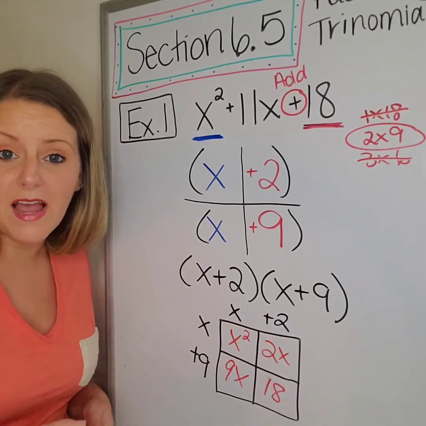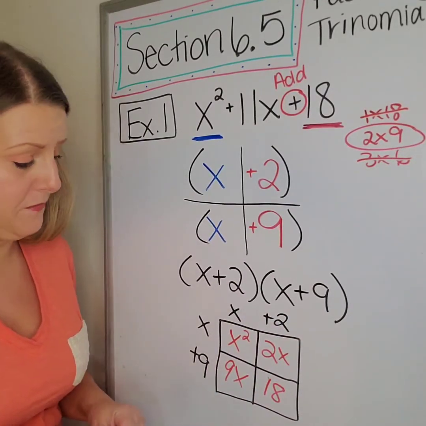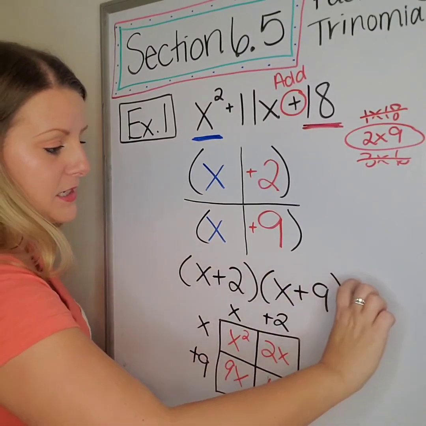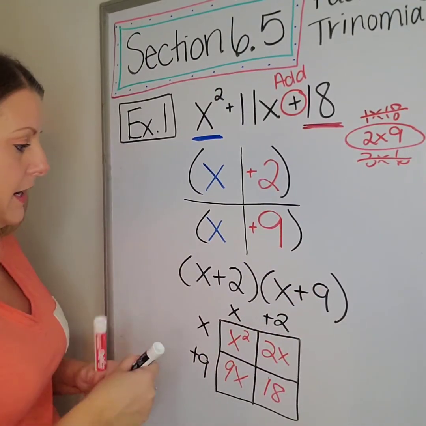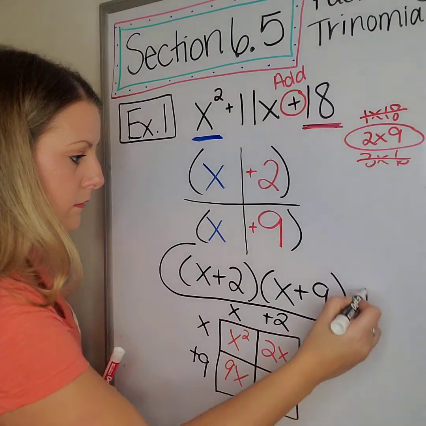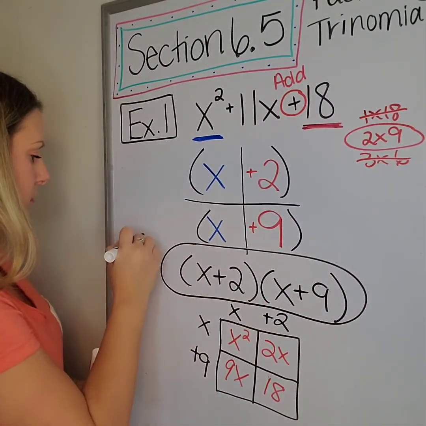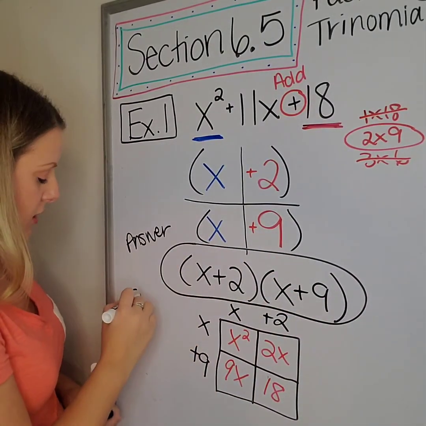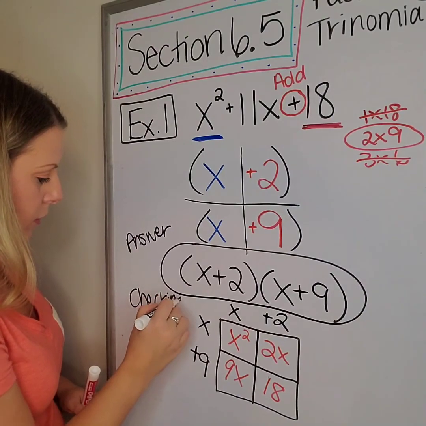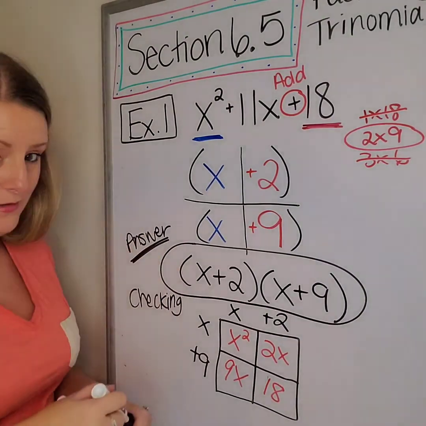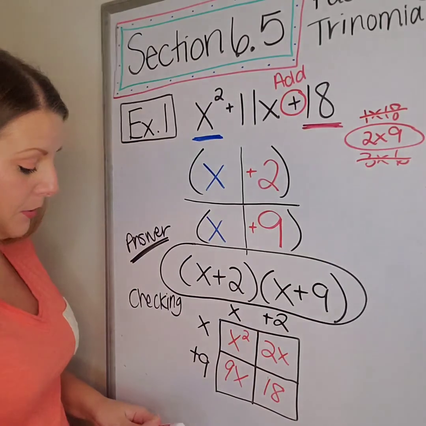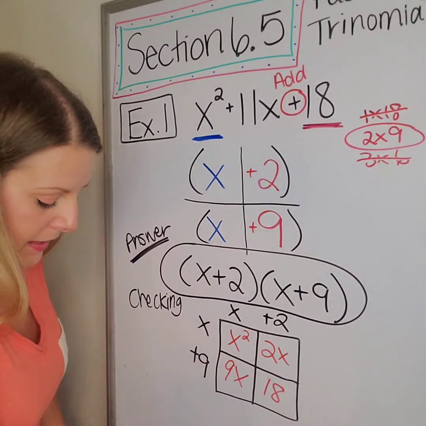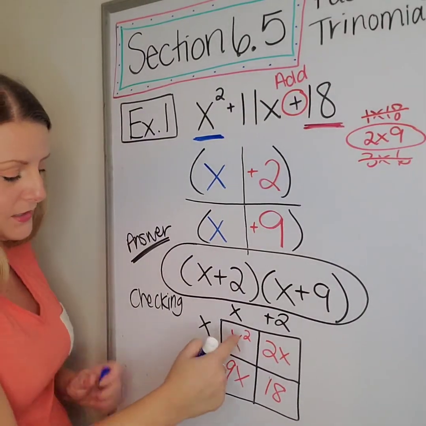I'm kind of going a little fast, but that's because you've already learned this in a previous section. Again, this is your answer. Right here, you need to write answer. This is just checking your answer, but that is your answer. So you'd stop there. But if you want to check, you can do that. And then to double check it, you have x squared.